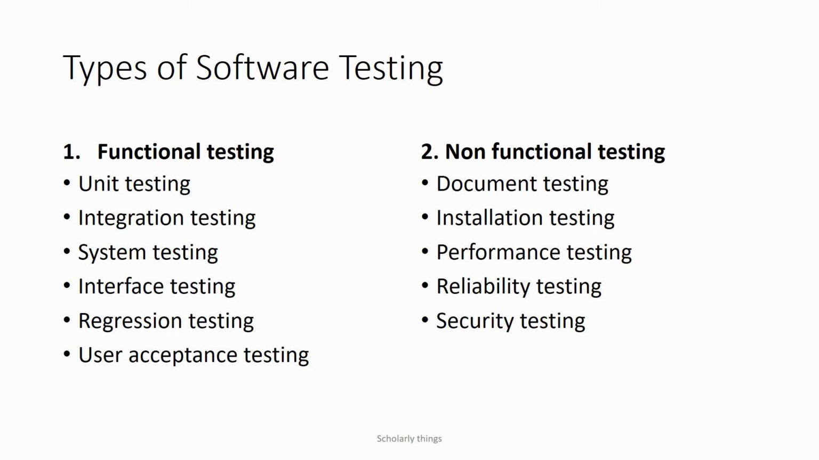Interface testing, you check for interaction between two layers. In regression testing, you're checking if a change made in one component has affected any other component. In user acceptance testing, you mimic the activities of a user and thus execute your test cases.